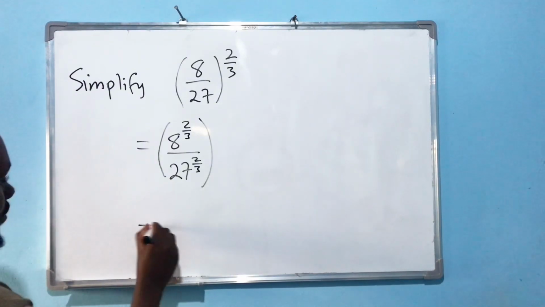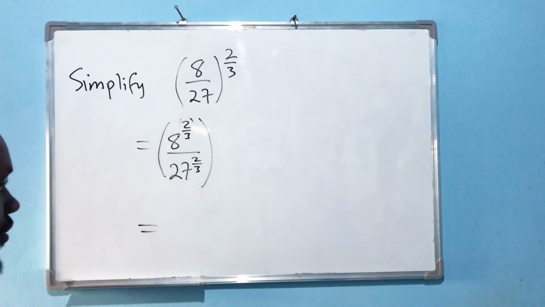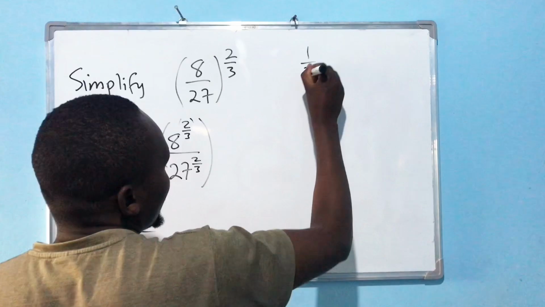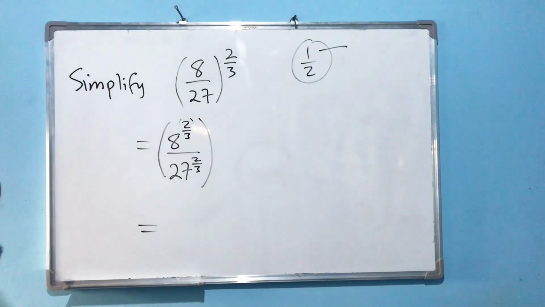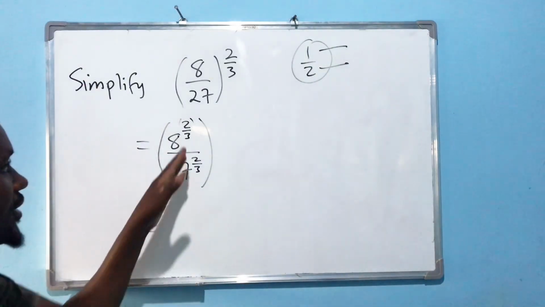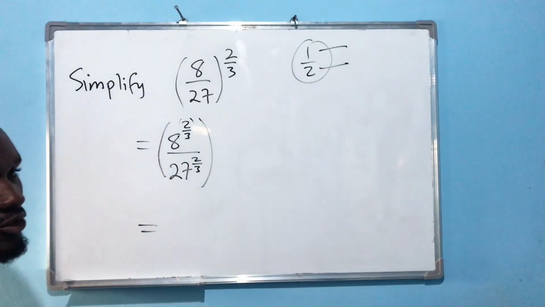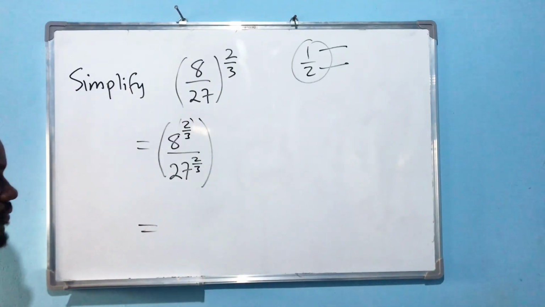Now the next thing that we want to do is, when you look at the fractional indice, or rather the fractional exponent, we have the numerator and the denominator. If you have an exponent in the form of a fraction like this one, we know that the numerator is basically the power and the denominator is basically the root. So when we look at the power of 2 over 3, the 3 is the root and the 2 is the power. Now what we need to do here is to introduce the root.